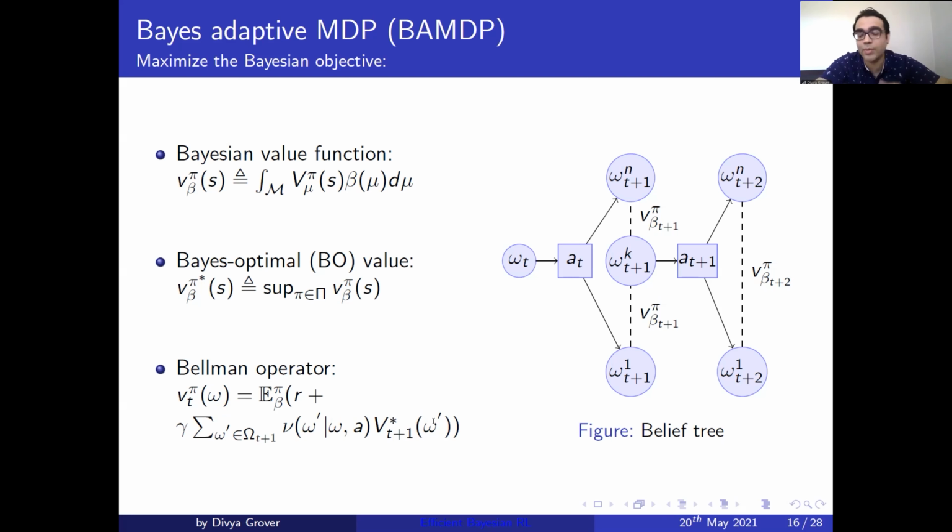So we can do the same kind of tree building, tree search algorithm. You start at the rightmost end, where you have the Bayesian value function at the end, and you just go back to the root.